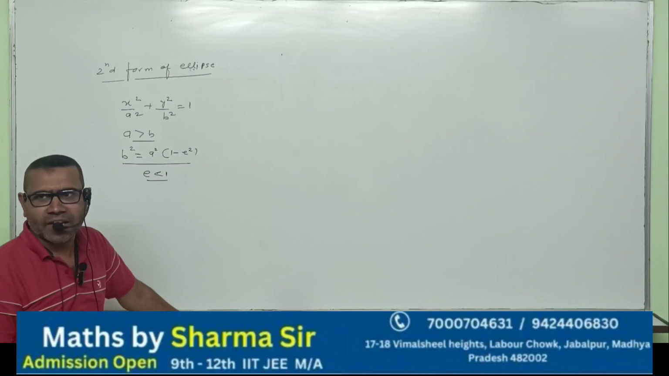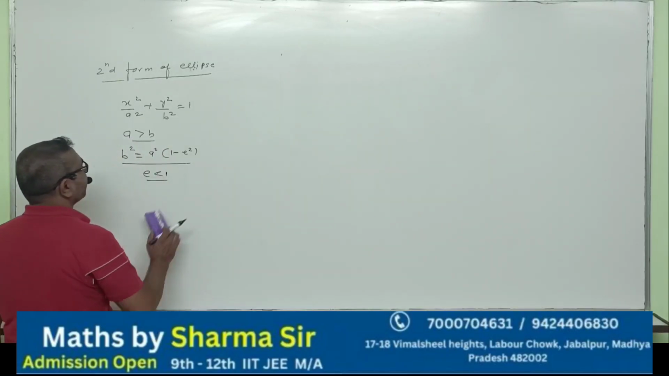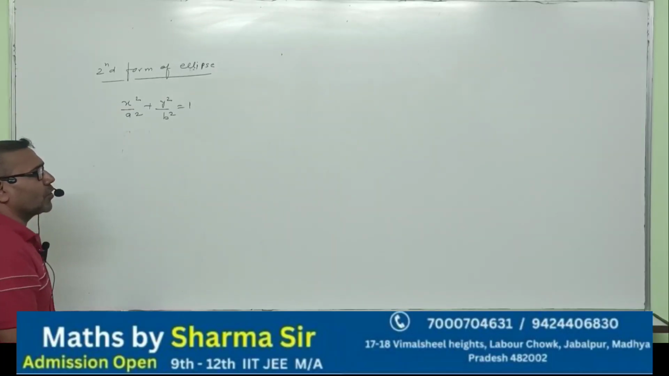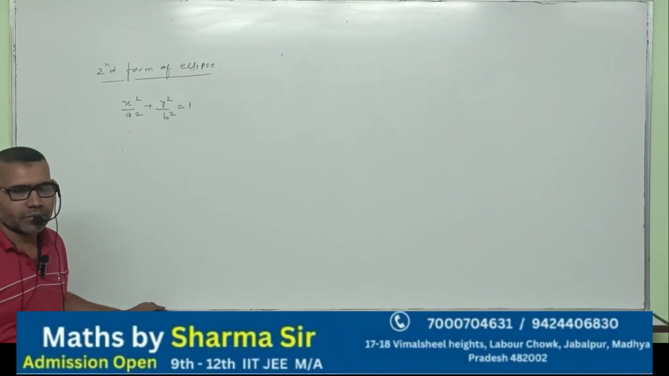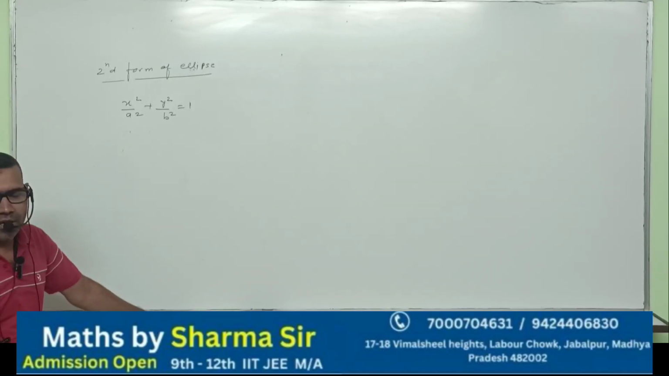Let's discuss the second kind of ellipse. What is it exactly? The equation of the ellipse will be the same, x square upon a square plus y square upon b square is equal to 1. Please listen carefully, because this is very important. Afterwards we will try some interesting numericals based on this theory.